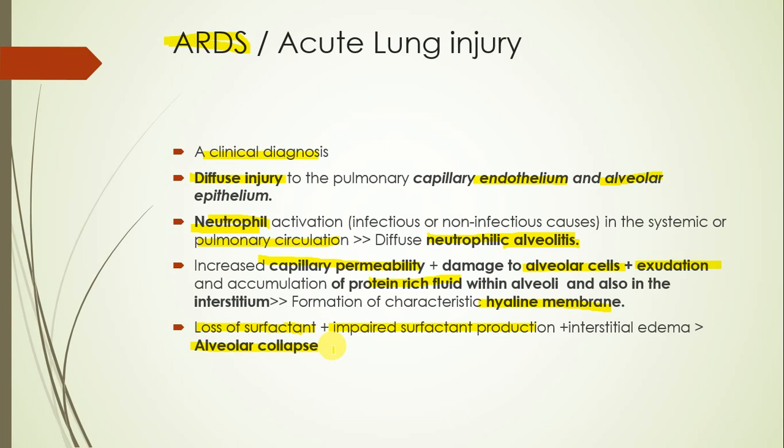Alveolar collapse is the key event in ARDS. It's a key event, the most important finding in ARDS. If alveolar collapse happens throughout a large area of lung, it would lead to atelectasis. Atelectasis is a region of lung field which does not have any air because the alveoli have collapsed.